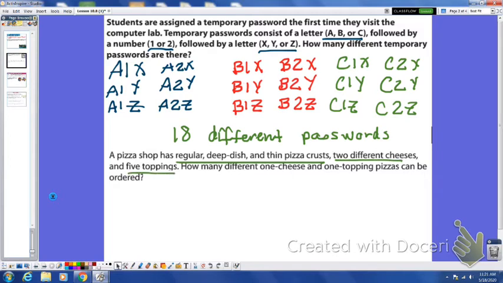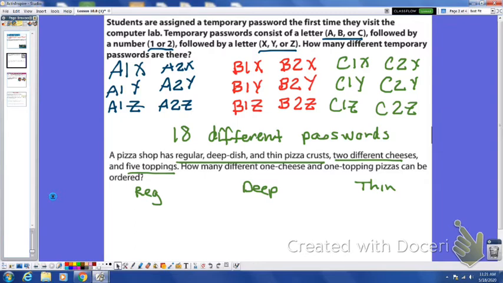So, making our tree diagram. Starting off with the crust. So we have regular. And it's important when you make a tree diagram that you spread them out from the beginning because you don't know how large they're going to get. So we have regular, we have deep dish, and we have thin.